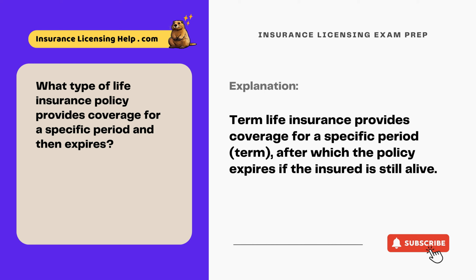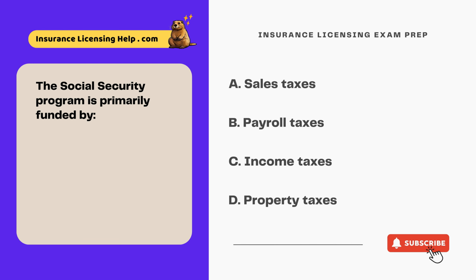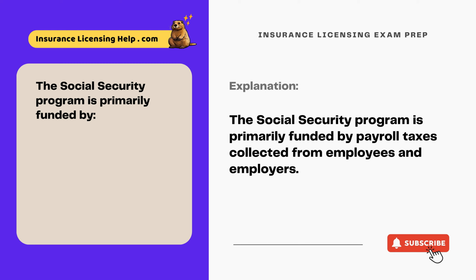alive. The Social Security program is primarily funded by A, sales taxes. B, payroll taxes. C, income taxes. D, property taxes. The correct answer is B, payroll taxes. The Social Security program is primarily funded by payroll taxes collected from employees and employers.